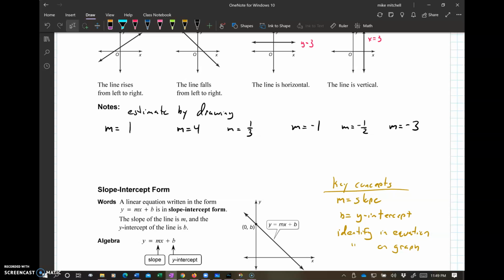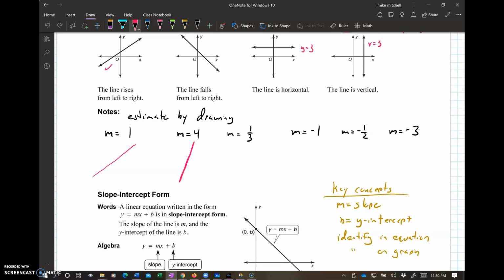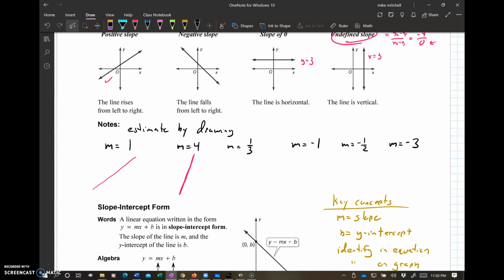Estimating by drawing. So this little note here, just about what do these slopes look like? Just remember, for every 1 it goes forward, it goes up 1. A slope of 4 is going to be a really steep positive slope. Both of these are positive slopes, just like this graph right there. 1/3, that's going to be that flatter positive slope.